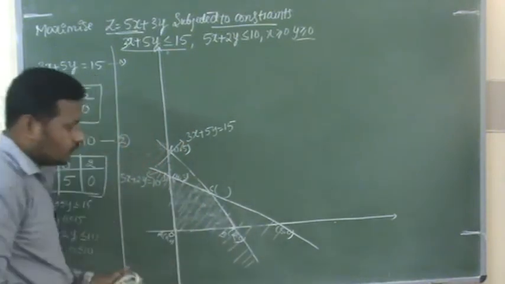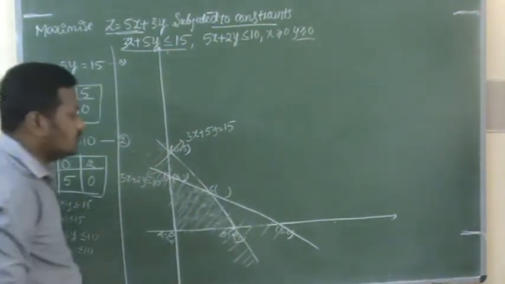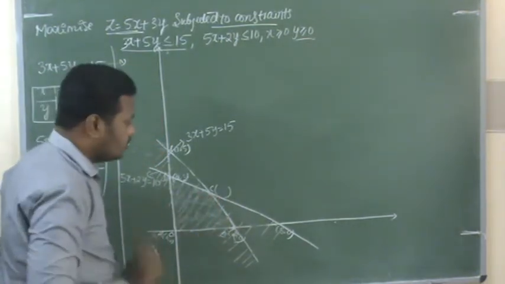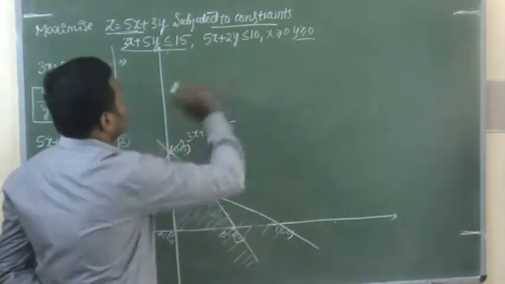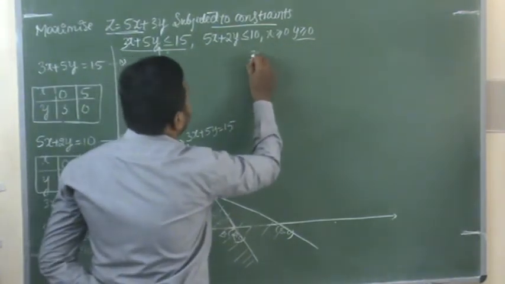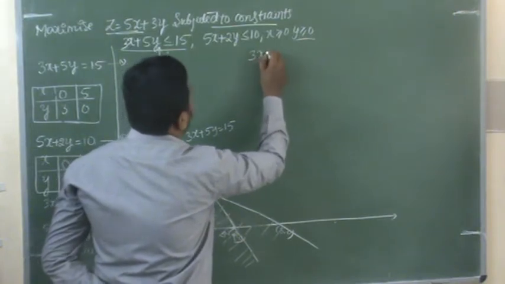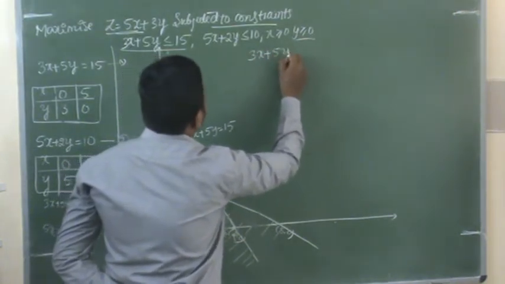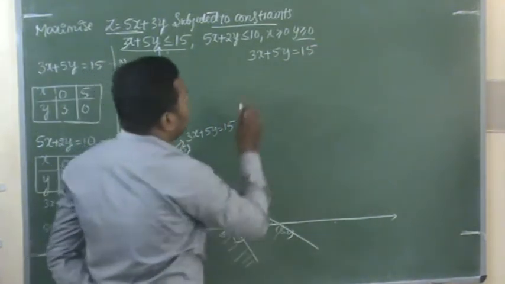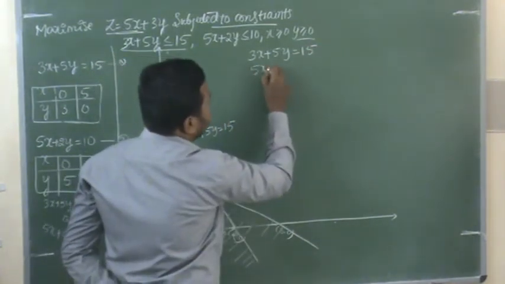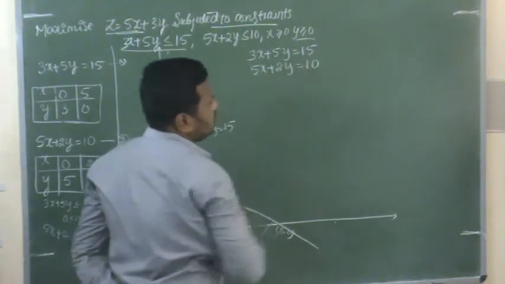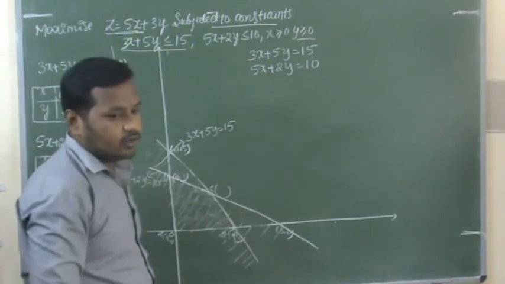Okay. Now we have to solve for point C, the intersection of two lines. We have to solve this equation. First, take the two equations. 3x plus 5y is equal to 15. This is the first equation, and 5x plus 2y is equal to 10. This is the second equation.